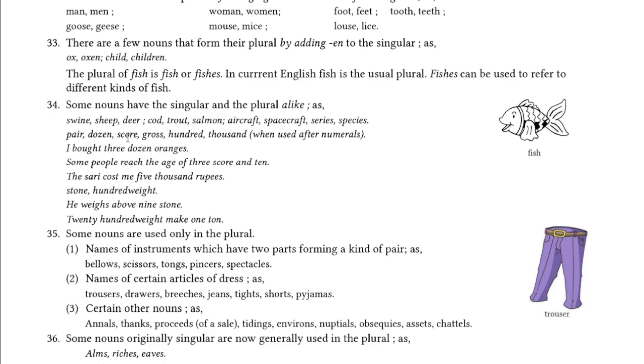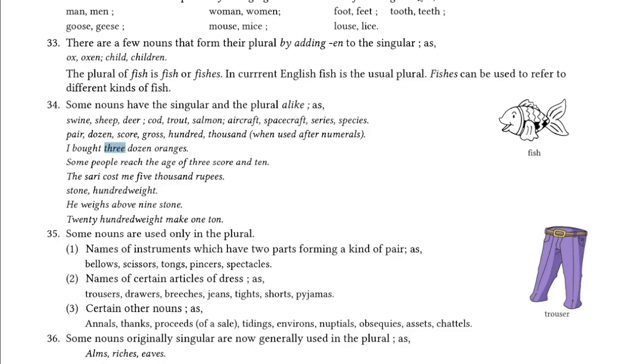Pair, dozen, score, gross, hundred, and thousand. They are nouns in singular number here, but they are also used as nouns in plural number when they are preceded by a numeral. Like, I bought 3 dozen oranges. Dozen is a noun in singular number, but in this sentence it is being used as a noun in plural number also. Why? Because it is being preceded by a numeral 3.